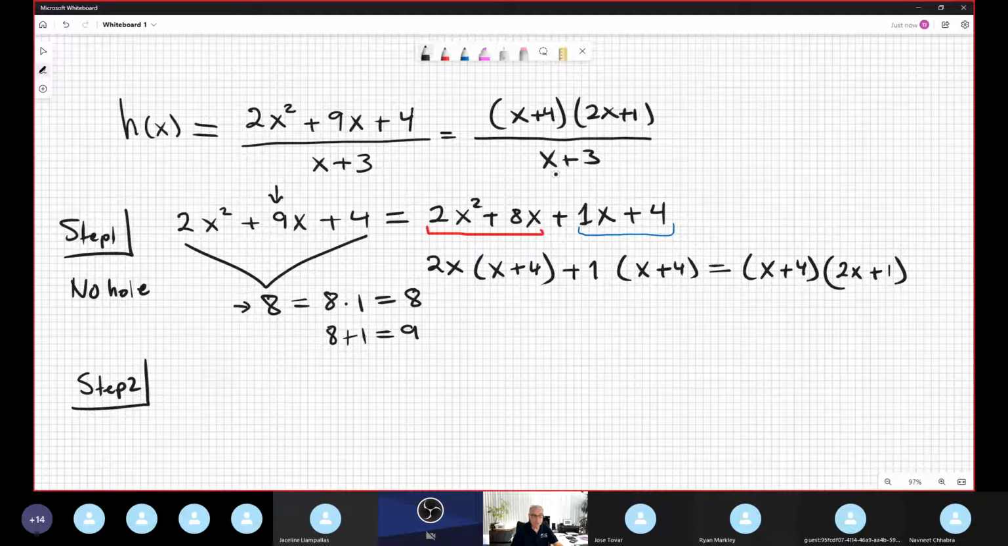Step two. Let's compute the y-intercept, let's evaluate the function at 0. Evaluating the function at 0 gives 4 over 3, because when you replace x with 0, this part disappears, this part disappears, this part disappears. The only thing that stays alive is 4 and 3. Four thirds in decimal is approximately 1.3.